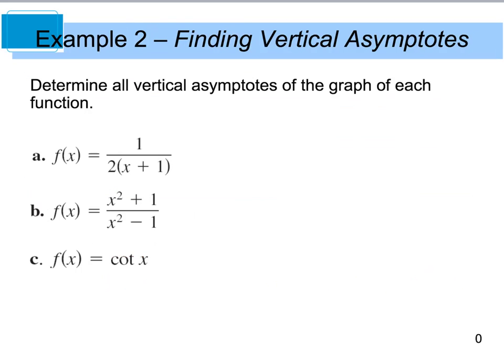So example 2 says to determine the vertical asymptotes of each graph, and from pre-calc, I hope you remember that you calculate your vertical asymptotes based upon what makes the function undefined. In all cases, if you have a denominator, we're going to just take that denominator and set it equal to 0. So for part A, if I take 2 times the quantity x plus 1 and set it equal to 0, I know that x is equal to negative 1. So this implies that I have a vertical asymptote at x equals negative 1.